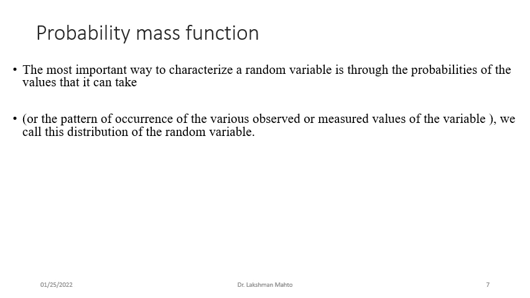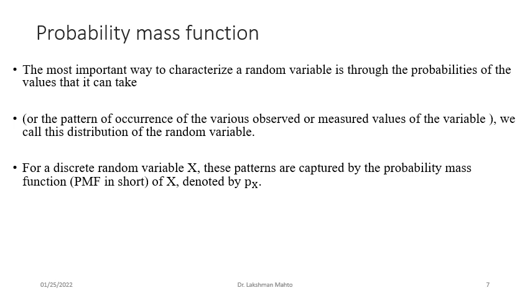So there is a pattern of occurrence of the various observed or measured values of the variable, and we call that pattern of occurrence the distribution of the random variable. For a discrete random variable, the pattern is totally captured by the probability mass function, in short PMF, and we denote it by a small p with suffix x. Remember that this notation is very important.